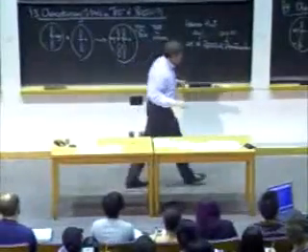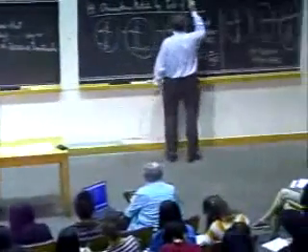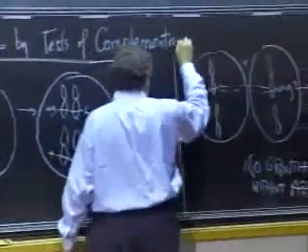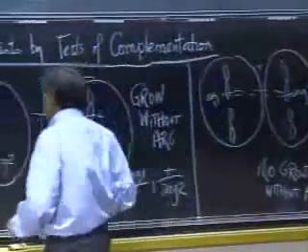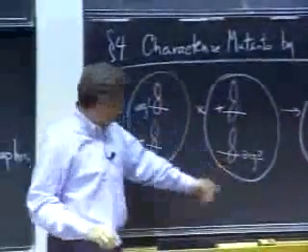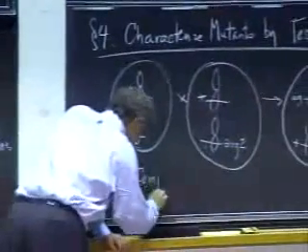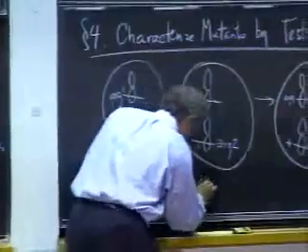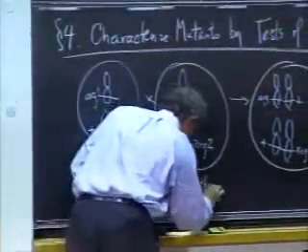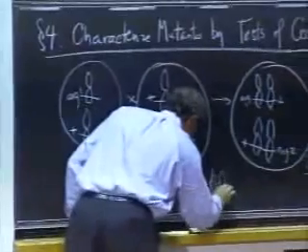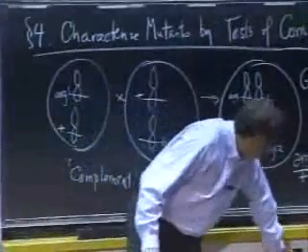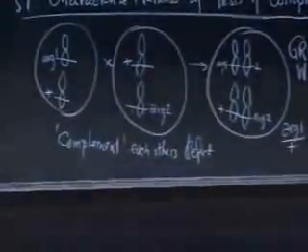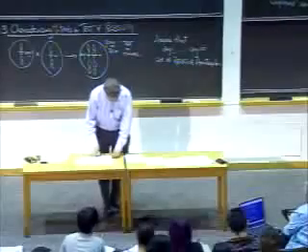All right. This is called a test of complementation. Because these two genes are able to complement each other's defect. If two mutations complement each other's defect, then they are in different genes. Okay?